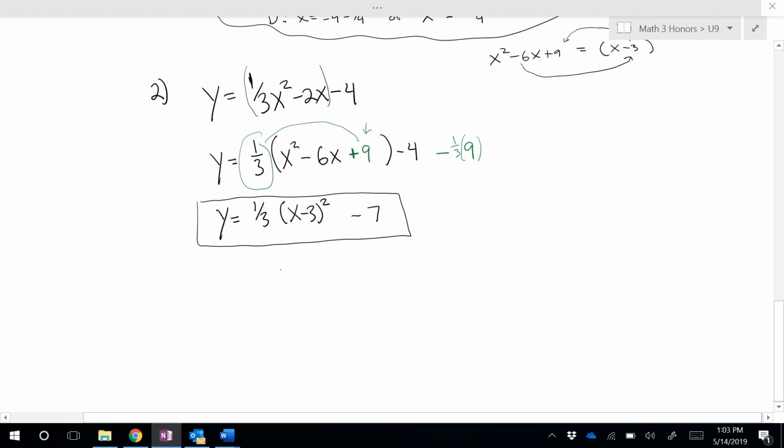So which way is this going to open? It starts with y equals, so it opens either up or down, and then a is positive, so that tells us it's opening up. And what's our vertex? 3, negative 7, okay? And so if I were to sketch this, here's 3, -7, opens up. My focus is going to be inside, and what would 1 over 4 times a be in this case?